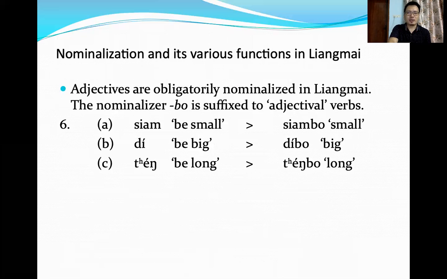Adjectives are obligatorily nominalized in Liangmai. The nominalizer bo is suffixed to adjectival verbs. We have siam, small, siambo, which is adjectival. And similarly, other examples are also given here.